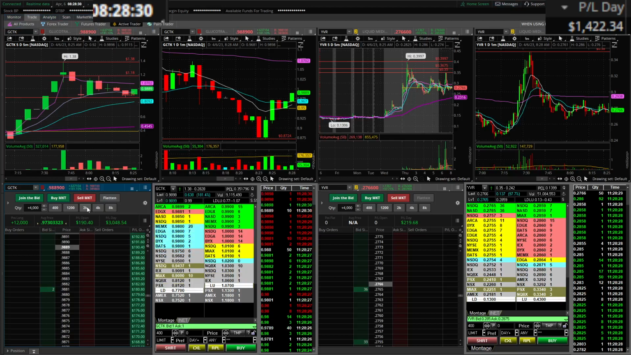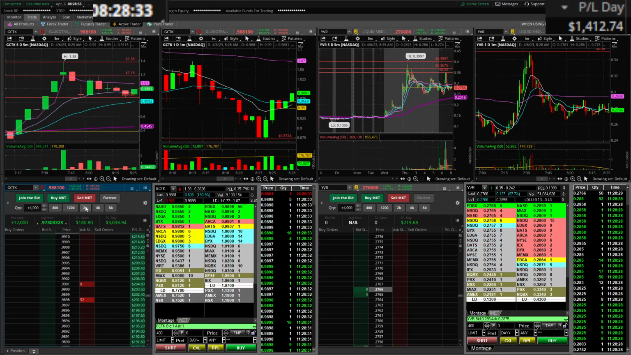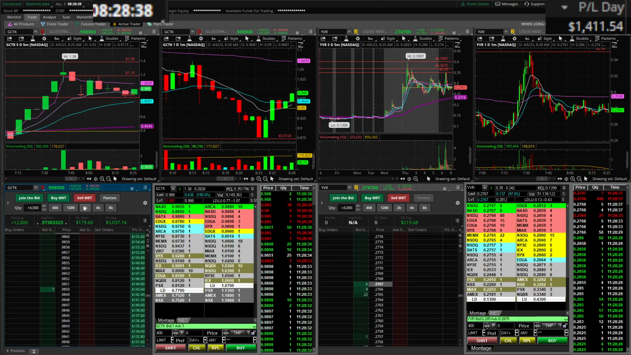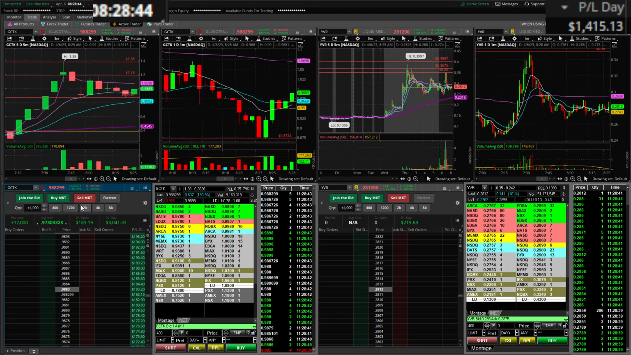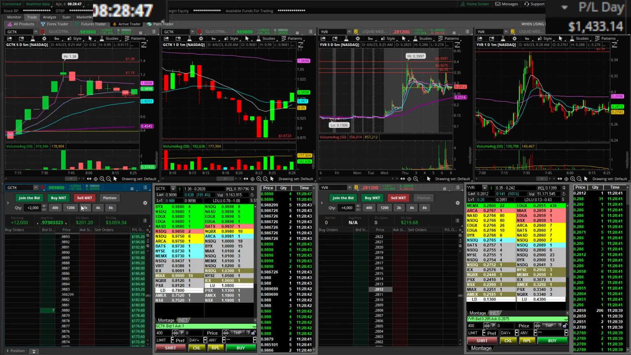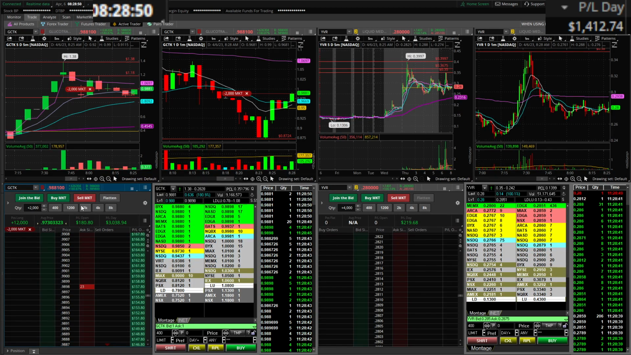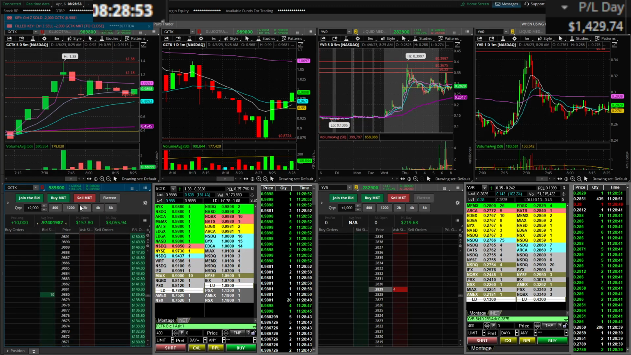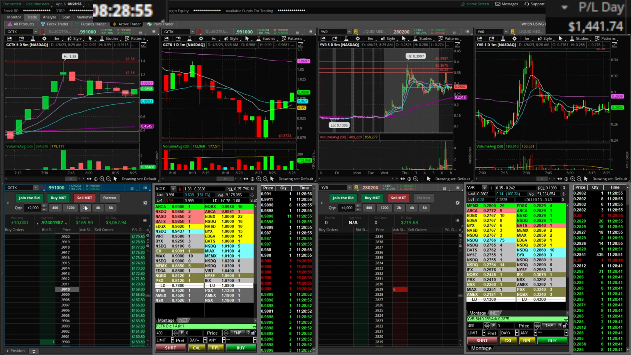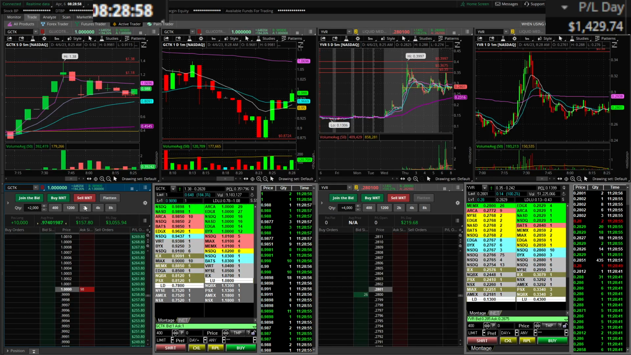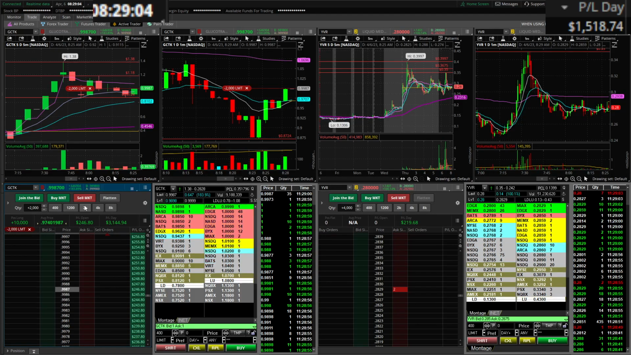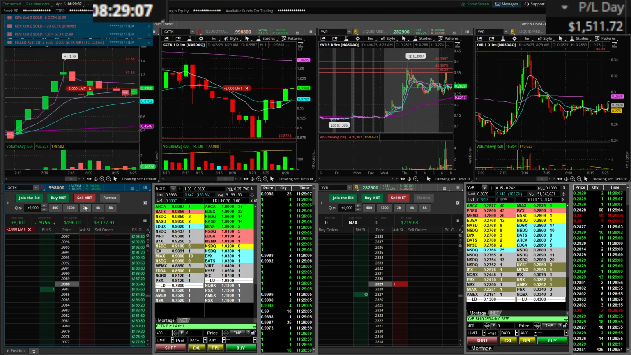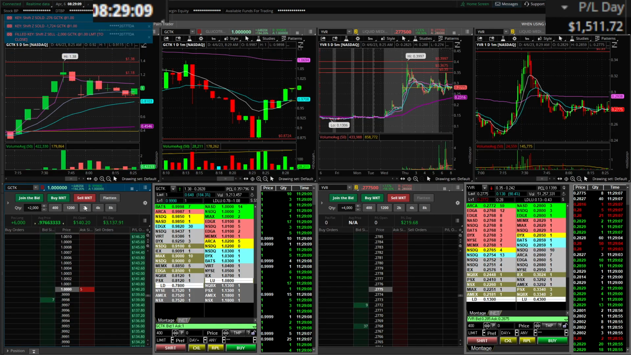Watching 99. Break of $1 is what I'm looking at. Watching 99. Want to see it one more time. Watching 99 here. Taking some off at 98.80. There's one. Can we get the break of $1 here? Took some off at 99. Took some off at 1.